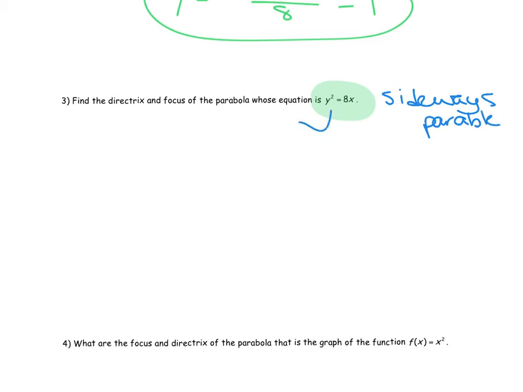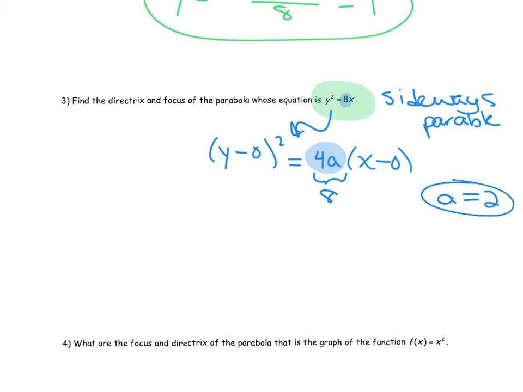So I'm going to write out the general equation. We'll have y minus 0 squared, that's equivalent to 4a times x minus 0. Now, we know the number in front of x is 8. So right here, this is 8. So I know 4a is equal to 8, so I know a equals 2. Well, because a is positive, this thing is going to be facing to the right.